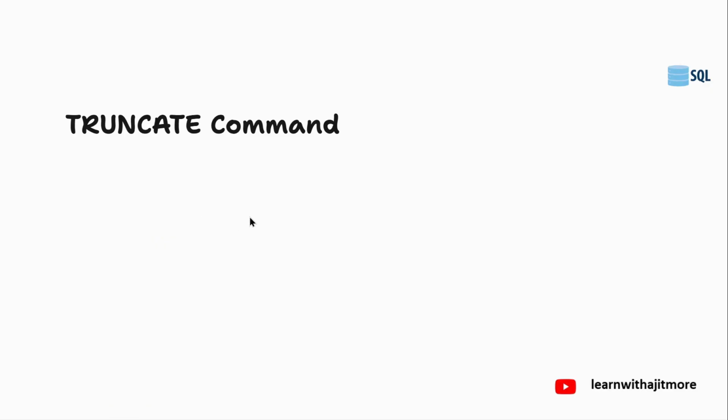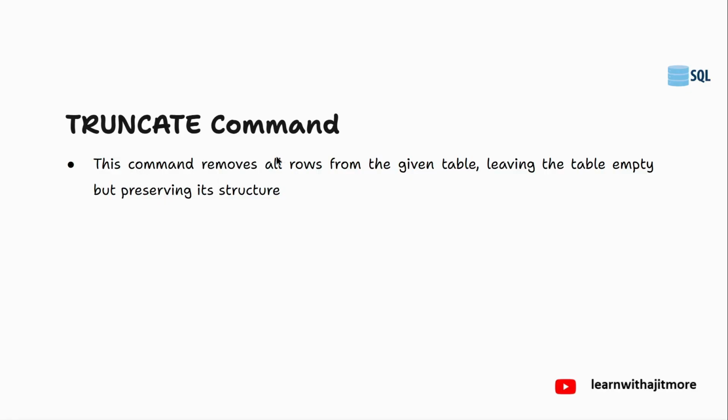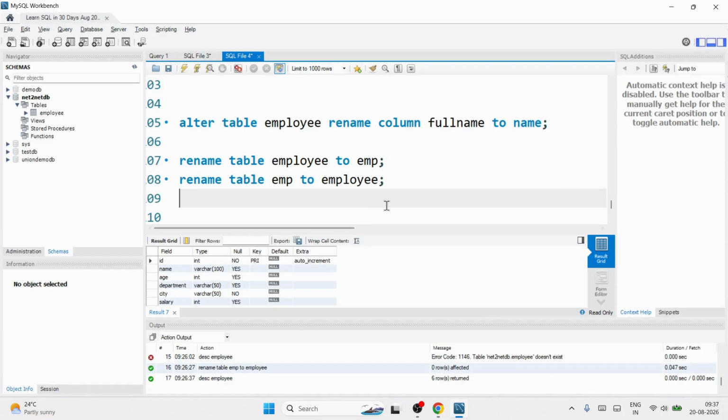I'll give you that difference in the next slide. This command removes all rows from the given table, leaving the table empty by preserving its structure. Getting? It will remove all the rows, it will make the table empty, but the table structure is existing. The table is not gone. You can continue adding new records again. Correct? See here. The command is truncate table, table name. I'll give you the demonstration of this.